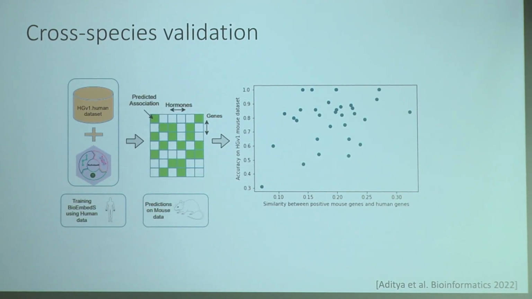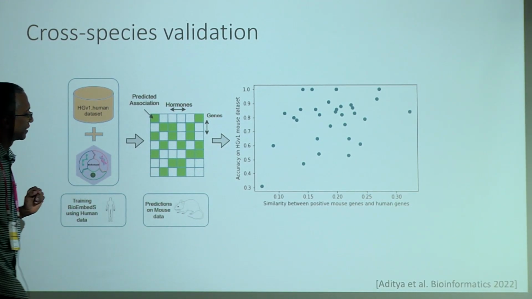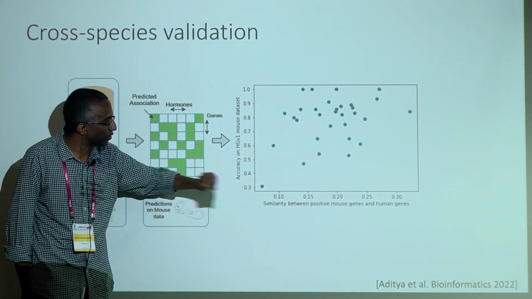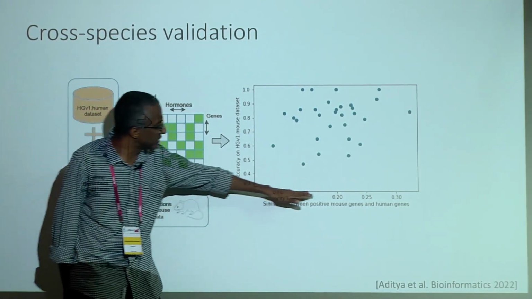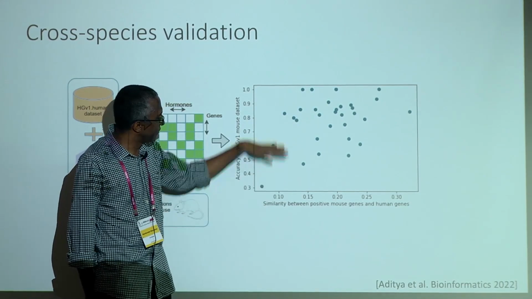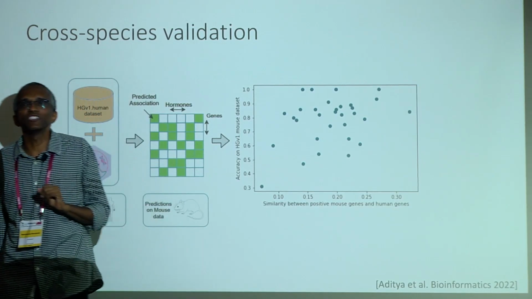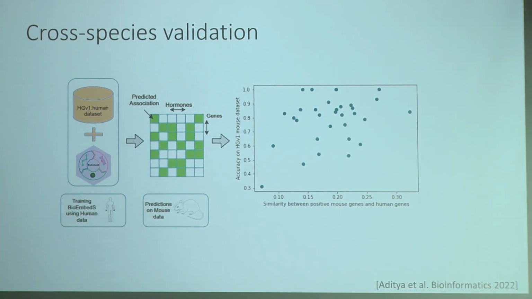Okay, and we have done certain cross-species validations where we took some mouse data that was entirely out of the training data that we used. We took the model that was trained using human data and applied it on the mouse data, which is the test data, and we did find that it also performed well on the mouse data, and it was not driven by similarity between the positive mouse genes and the human genes. Across different levels of similarity you get varying levels of accuracy, but they are not just driven by those gene symbols that are similar between mouse and human. So even for gene sets that are not similar between mouse and humans, our models still work better.